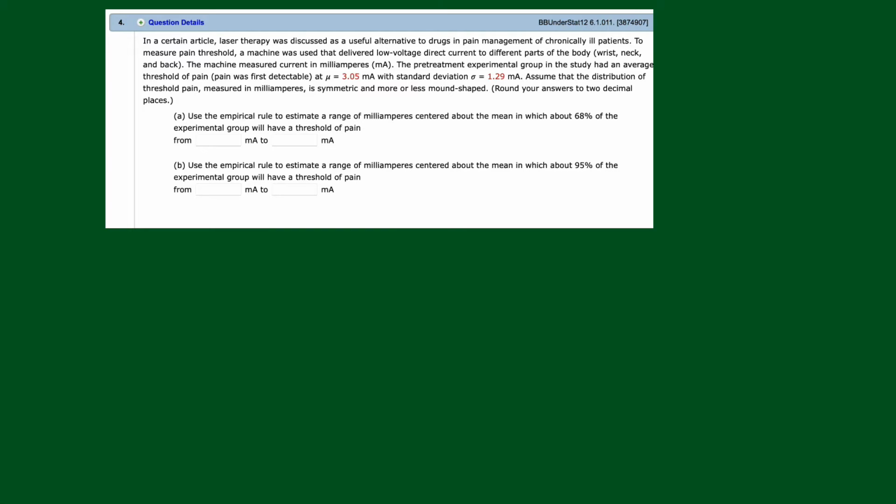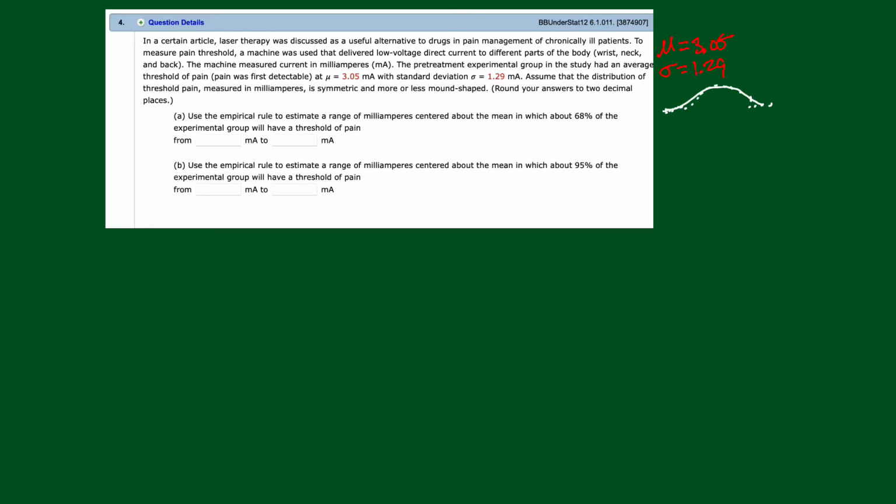The pretreatment experimental group in the study had an average threshold pain of 3.05 with a standard deviation of 1.29. I like to write those numbers down: 3.05 and a standard deviation of 1.29. Assume the distribution of threshold pain is symmetric or more or less mound-shaped. So we're assuming a distribution that looks like this. Some pain measurements are real low, some are real high, but they typically follow that kind of shape.